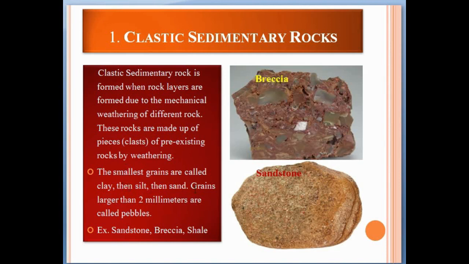The smallest grains are called clay, then silt, then sand. Grains larger than 2 millimeters are called pebbles. Examples of clastic sedimentary rocks are sandstone, breccia, and shale. You can see this is the breccia and this is the sandstone.